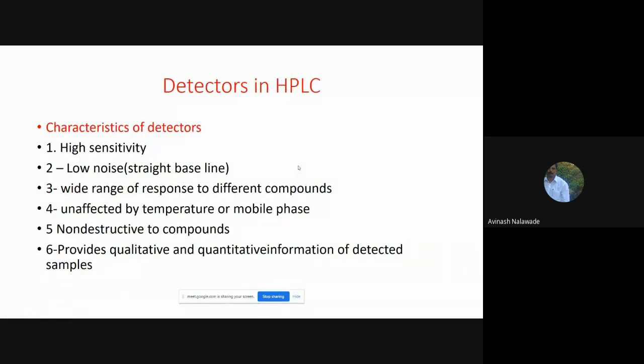Then the last part is the detectors which are used in the HPLC. So what should be the characteristics of the detector? म्हणजे डिटेक्टर कसा असला पाहिजे? It should have a high sensitivity. It should have a low noise.